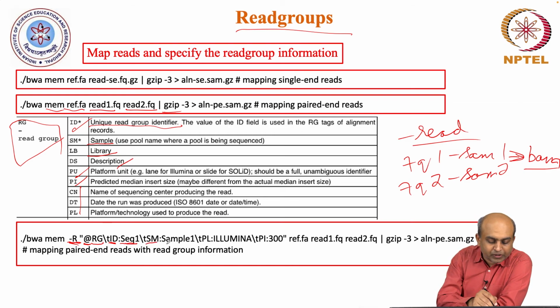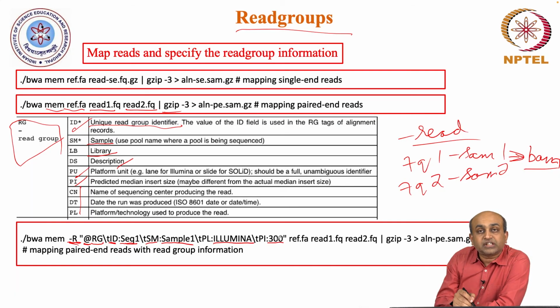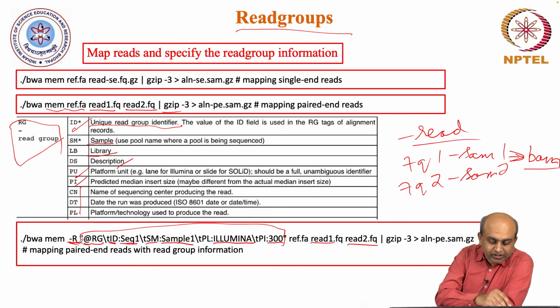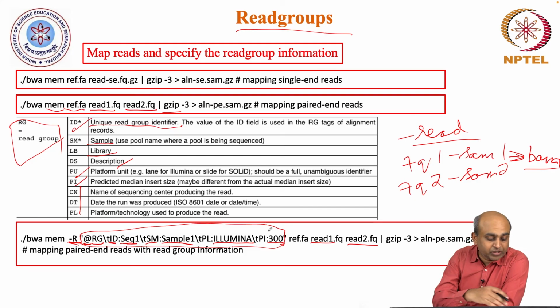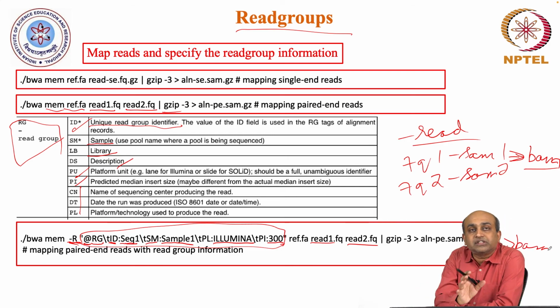Then you can say sample, and you can say sample 1, then platform is Illumina, then insert size is 300. So all the reads in these two fastq files, when they are converted to SAM, will have this metadata associated with them. Right? All of these reads. But if you want to change the metadata, of course you can map those reads in a separate command, then you can get multiple SAMs, and all of them can be combined into a single BAM, but the metadata is not lost. Once the metadata is linked to a read, it's always going to be linked to those reads.